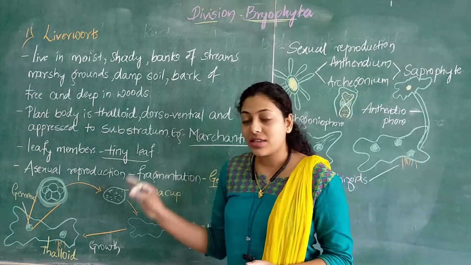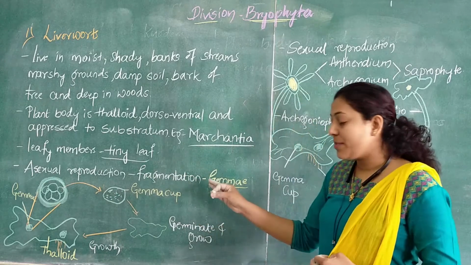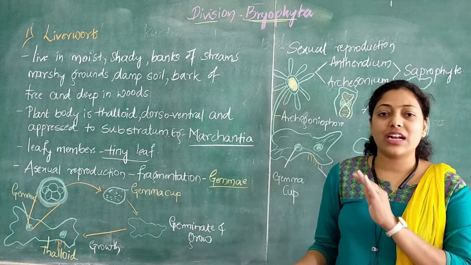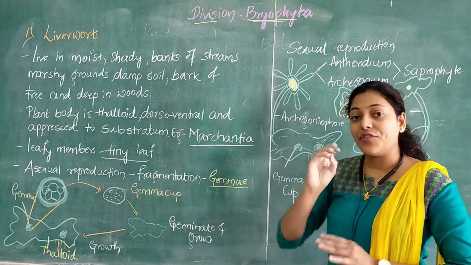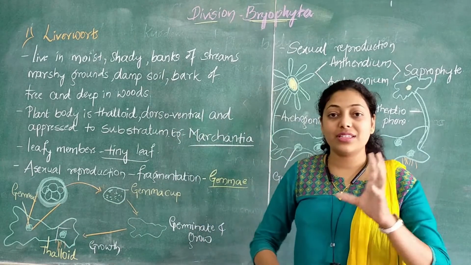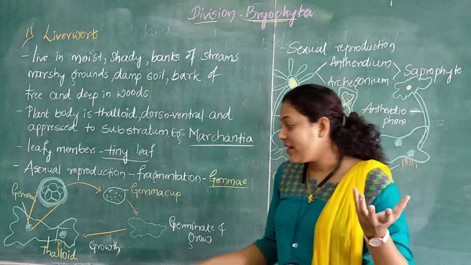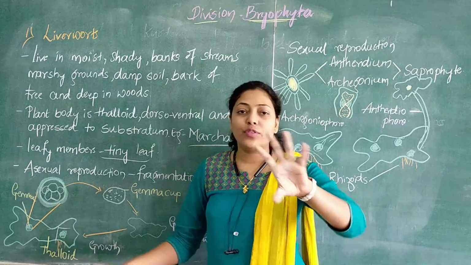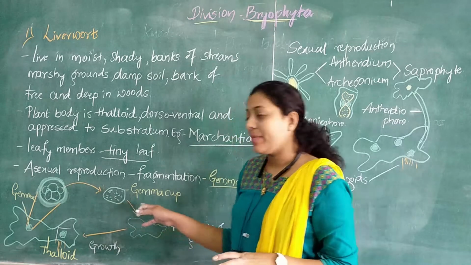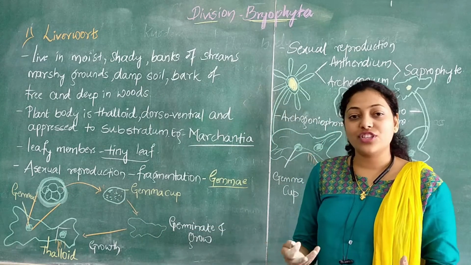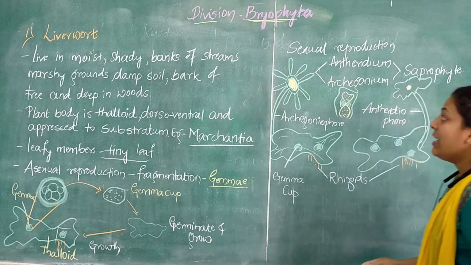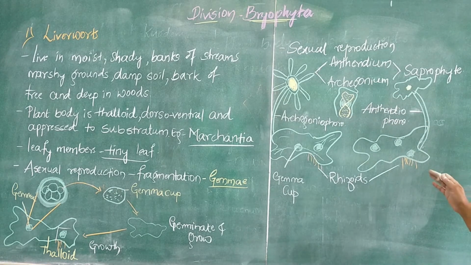This asexual reproduction is by fragmentation, forming gemmae, through rapid division of the body. Division takes place wherever there are gemma cups. Each gemma cup consists of further tiny receptacles called gemmae, and these undergo germination to form the adult plant body. Is it clear? Okay.